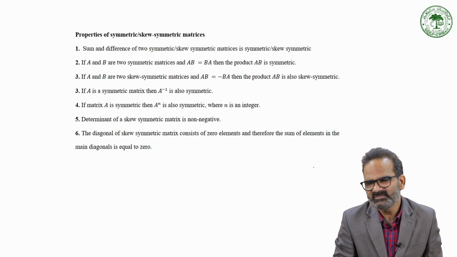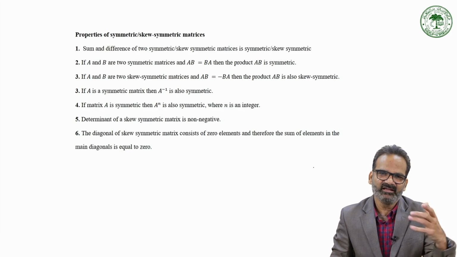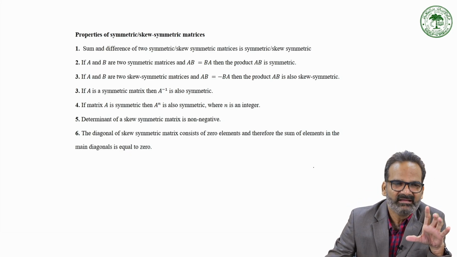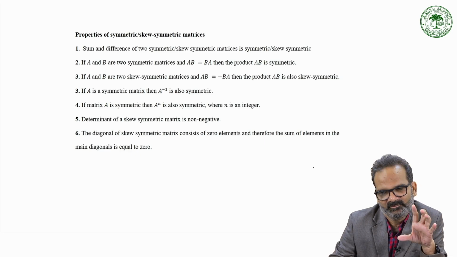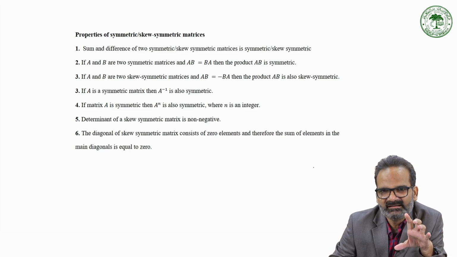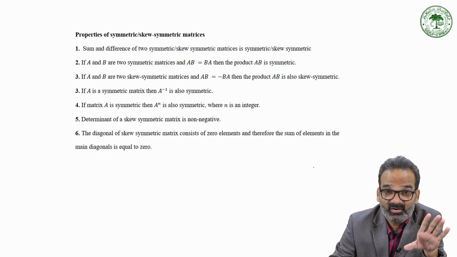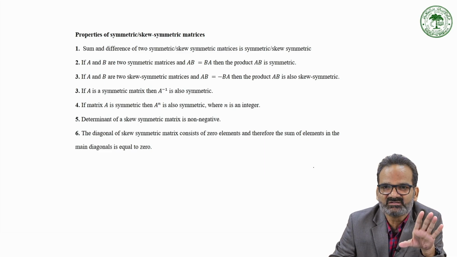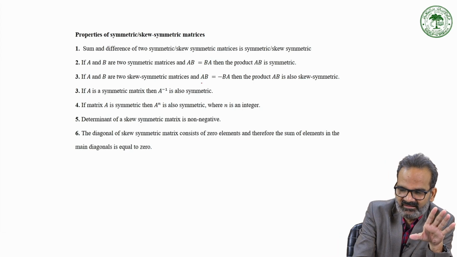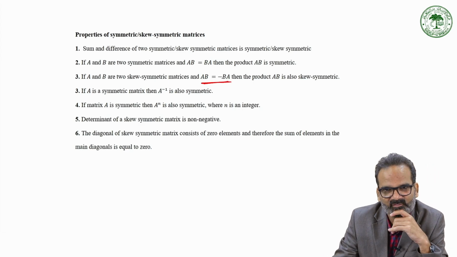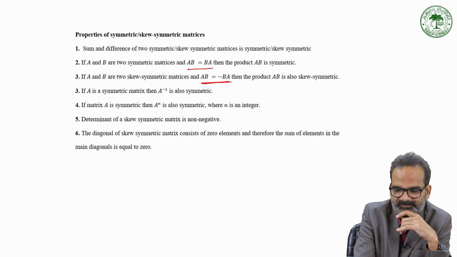is also skew symmetric. In the same way, if we take two matrices A and B, where A is skew symmetric and B is also skew symmetric, then the product AB need not be skew symmetric, right? But the product AB will be skew symmetric if the condition AB is equal to minus BA is satisfied, anti-commutativity. This is the property of commutativity.